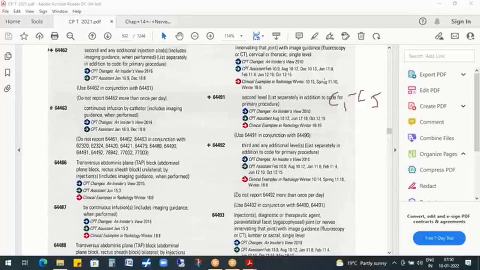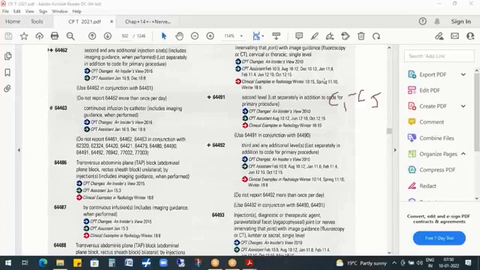Why did you code it two times? Already they clearly said only one time per day. Yes, sir. Maximum, we need to report only three times. 64490, 91, 92: if they provide five levels also, we will code only three. Understood now? We need to follow those basics.